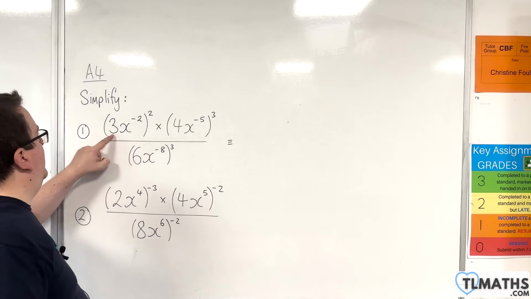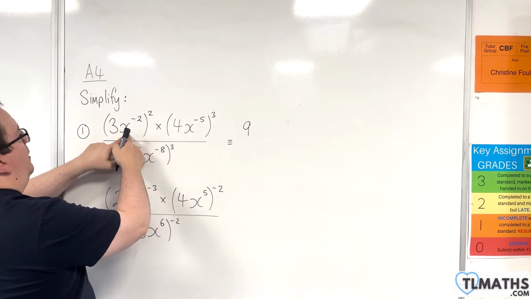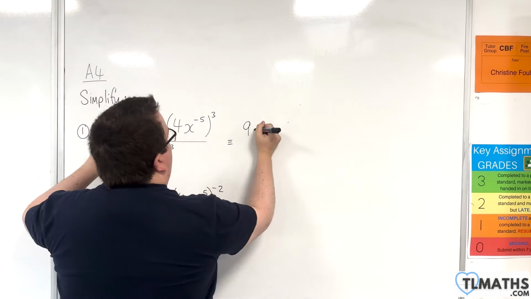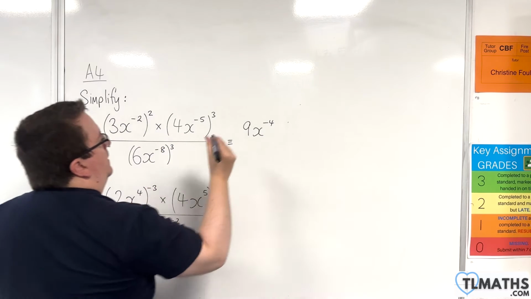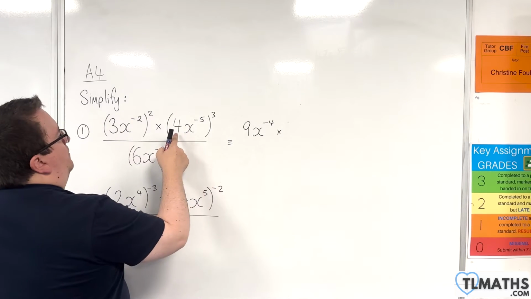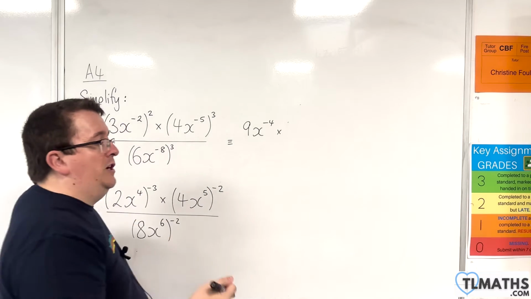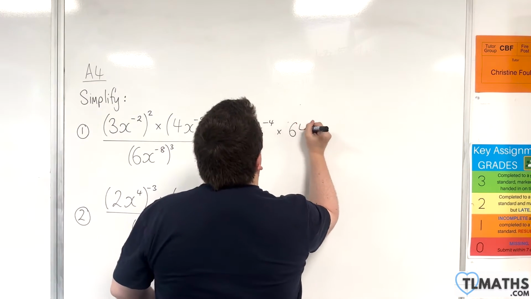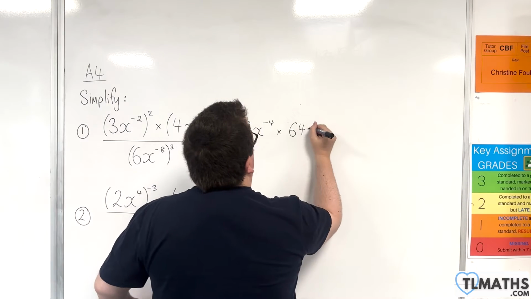So with our first bracket we have 3 squared, which is 9. Then x to the minus 2 squared is x to the minus 4. So minus 2 times 2. Then we have 4 cubed. So 4 squared is 16, so 4 cubed is 64. Then x to the minus 5 cubed is x to the minus 15.